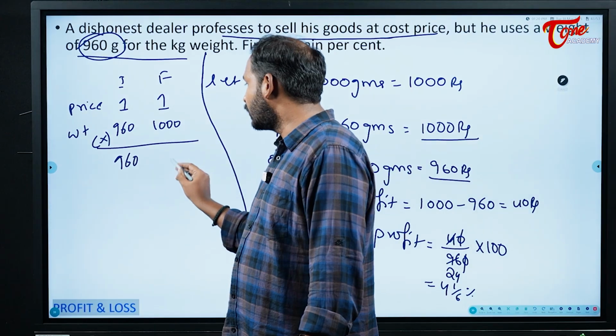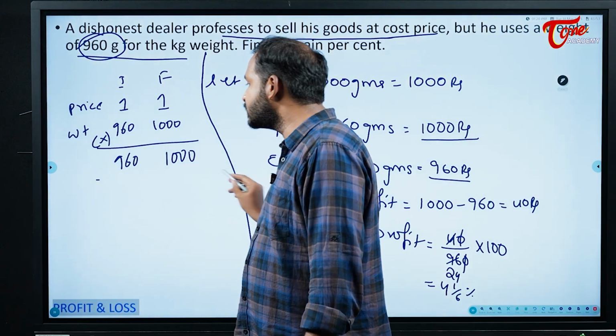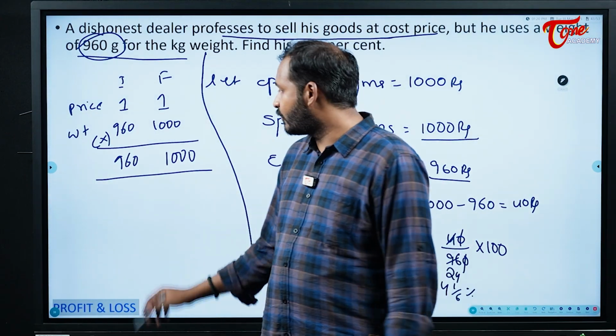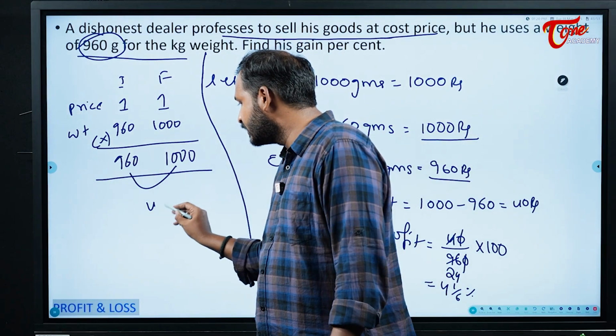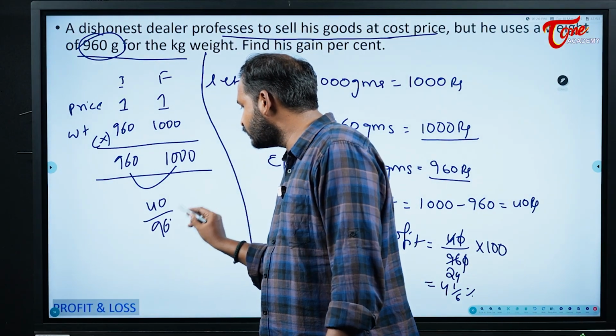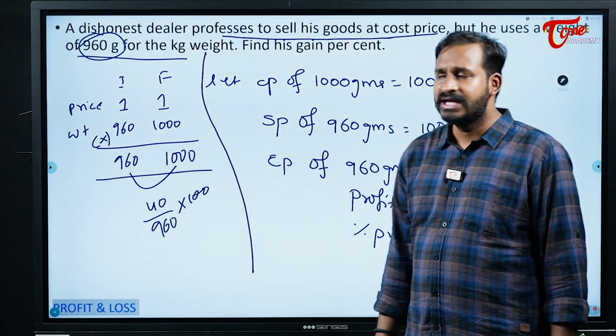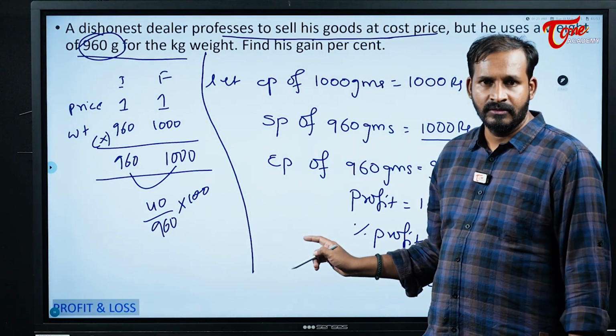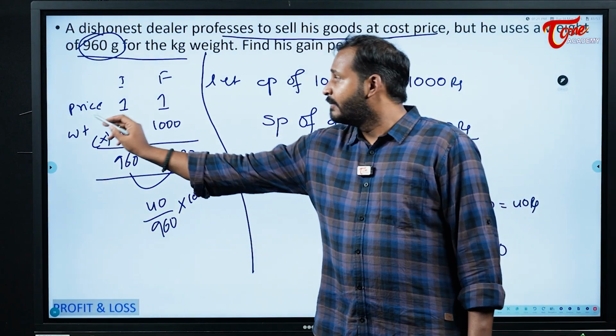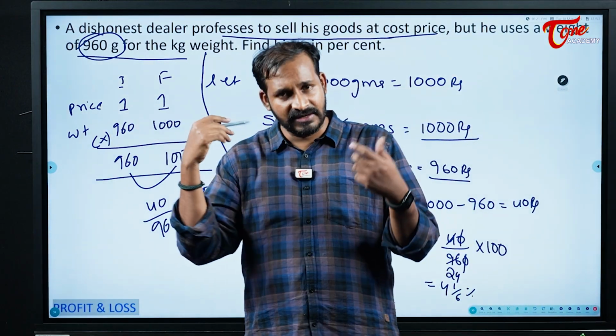960 and 1000. Profit or loss? A profit. Profit by how much? 40. 40 by 960 into 100. Understood? The same answer you will get here also. Okay, understood? Price, he will say that he will sell for cost price only.